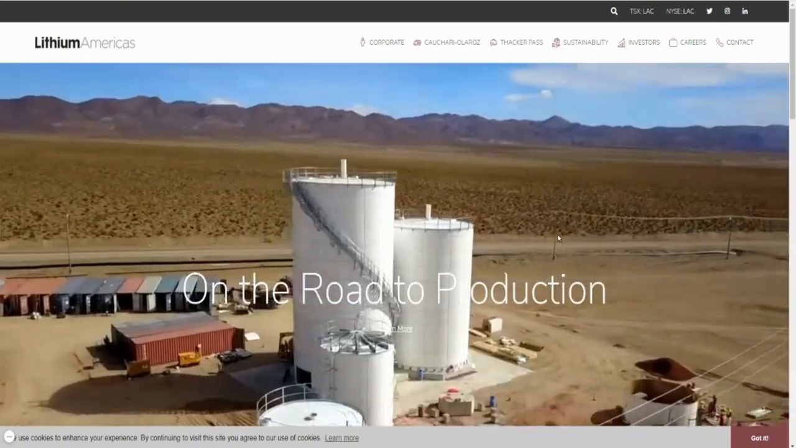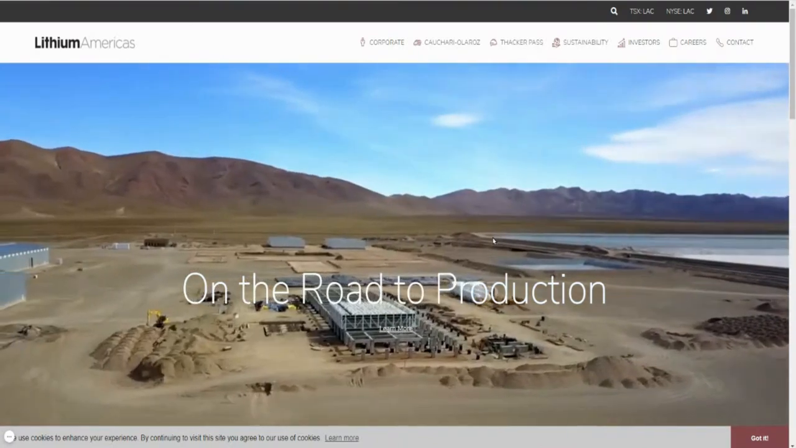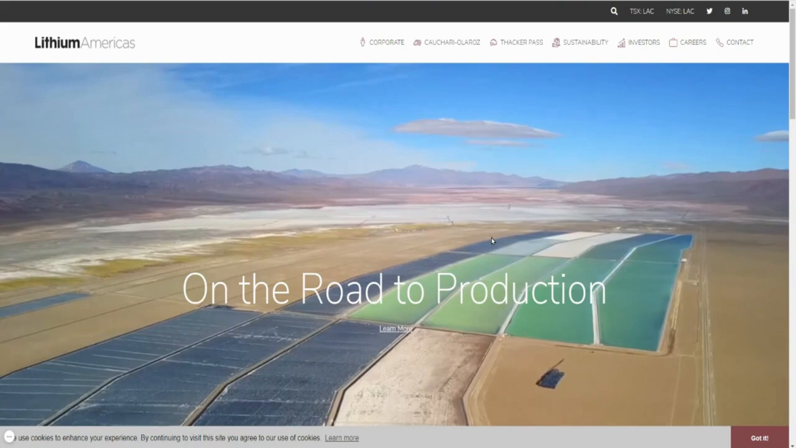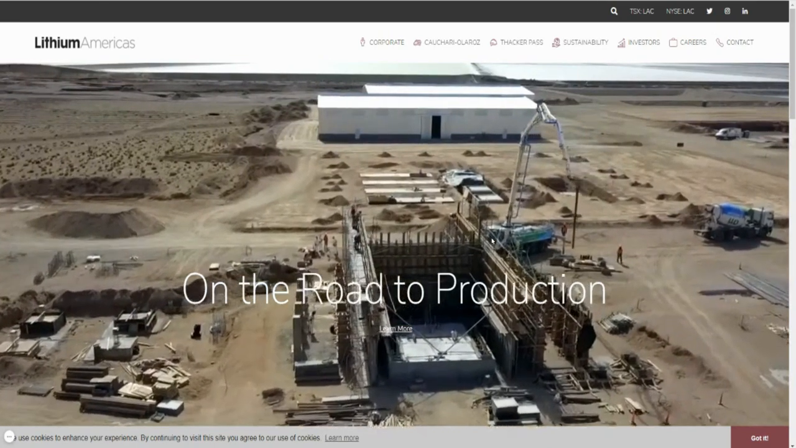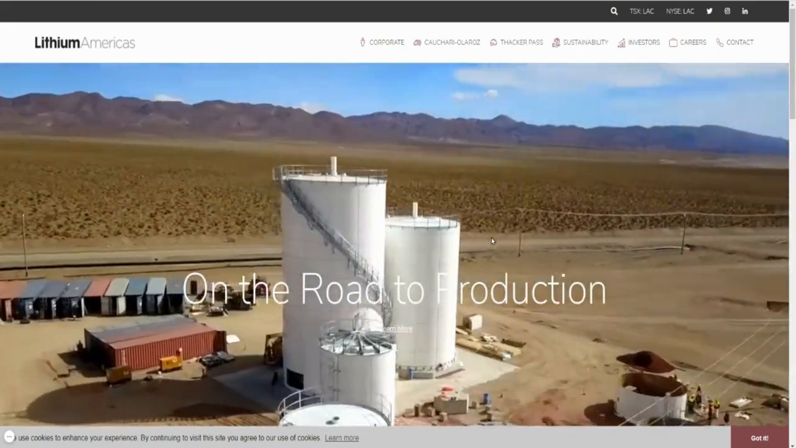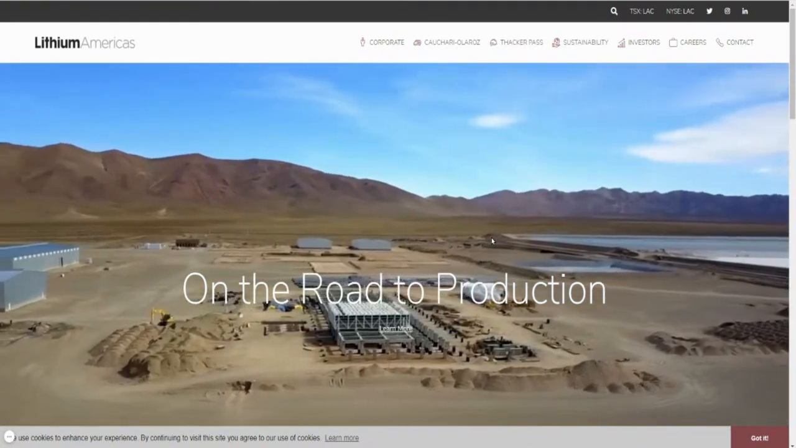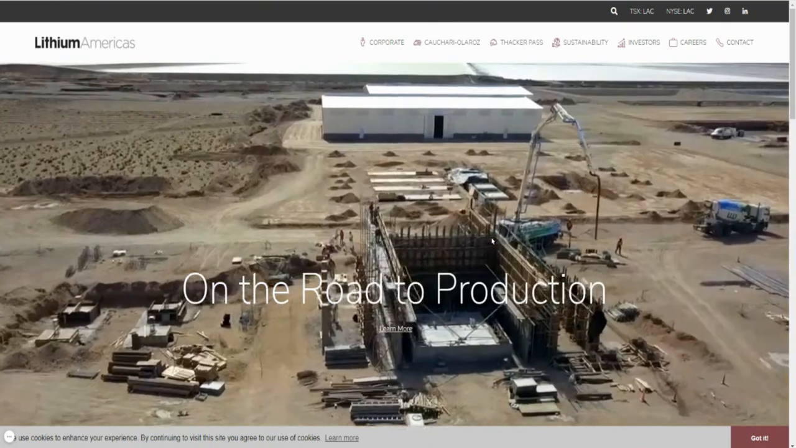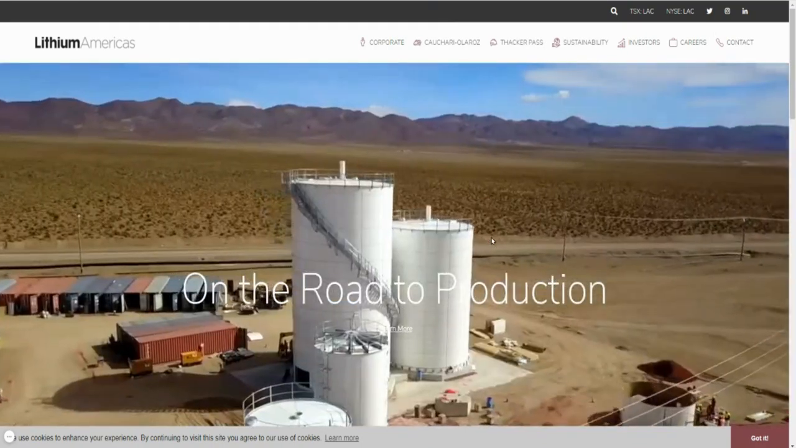This company is exploring what they call lithium for, let's say, electric vehicles. If we believe that electric vehicles are the future, then you should obviously consider companies that are producing the lithium that is going into the batteries that the electric vehicles need to be able to power themselves.